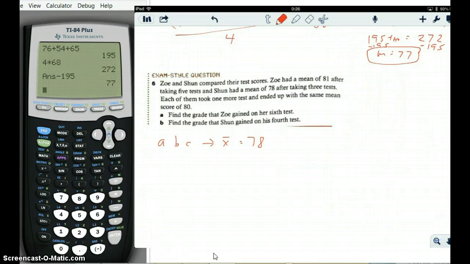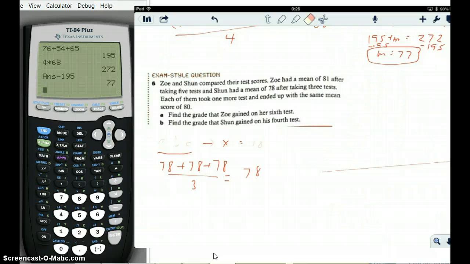So let's say, okay, I don't know exactly what each test score was, but if I assume that each test was 78, then that would give me an average of 78. Okay, so since I don't know the exact test scores, I'm just going to assume that each one is 78. All right? So that's going to help me do this problem.